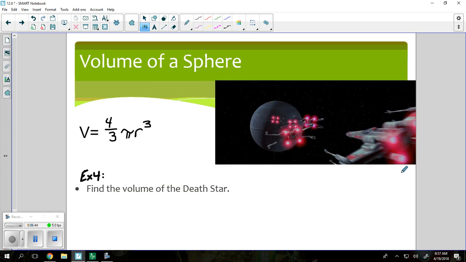Volume of a sphere, here's our formula for that. Volume of a sphere is 4/3 pi r cubed. So the fraction here is 4/3 pi r cubed. And for example 4, we are going to find the volume of the Death Star. So probably going to want to refer back to example 2. Info that we were given in example 2 was the diameter was 900, which we don't need here either. We still need the radius, which we figured out was 450 kilometers.